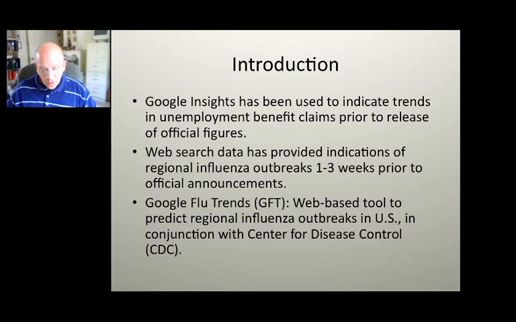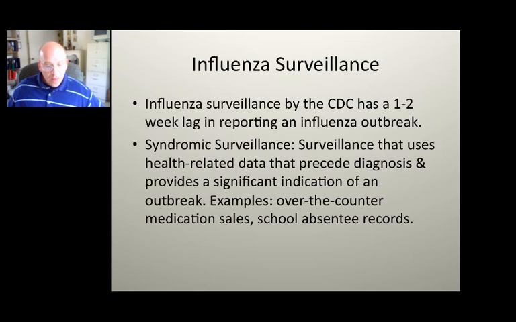Google Flu Trends, or GFT, provides a web-based tool for detection of regional outbreaks in the United States and is being evaluated by the CDC. The CDC publishes national and regional weekly influenza statistics derived from laboratory and clinical data. There is usually a 1 to 2 week lag in reporting an influenza outbreak. Thus, the CDC Influenza Surveillance Program identifies outbreaks as they occur and doesn't provide advance warning.